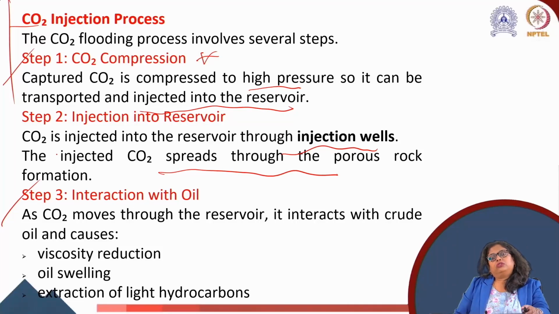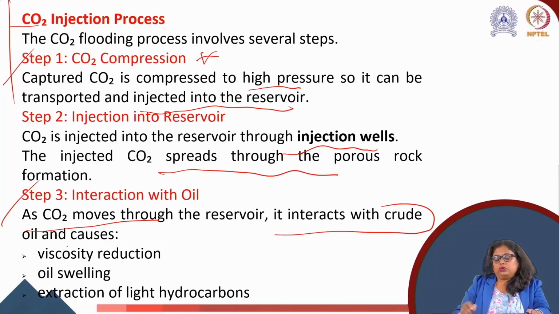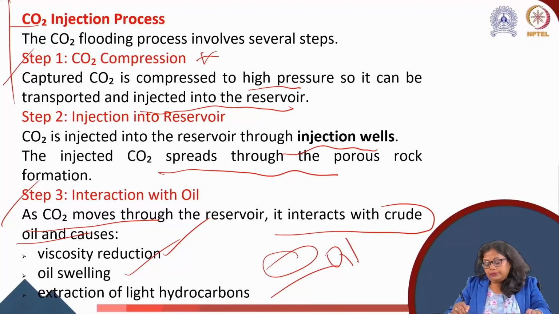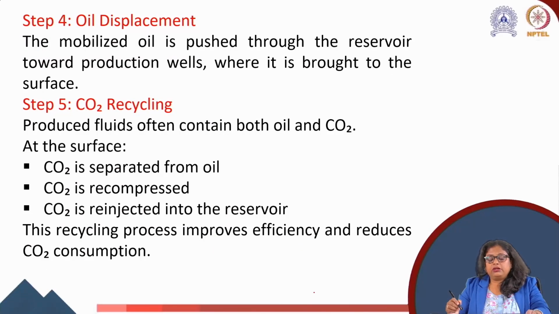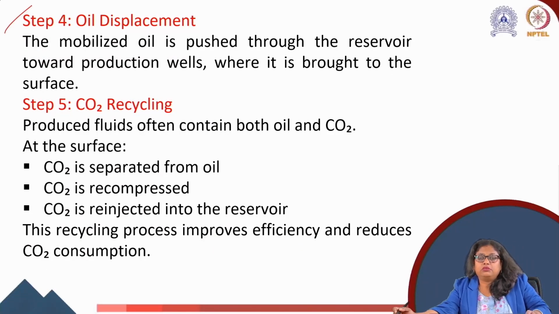When we are talking about CO2 EOR, we want to extract the remaining oil. So there is oil present, and we have injected the CO2. The next step is interaction with the oil. As CO2 moves through the reservoir, it interacts with crude oil, causing viscosity reduction, oil swelling, and extraction of light hydrocarbons from the oil. Then the fourth step is oil displacement. The mobilized oil is pushed through the reservoir towards the production well, where it is brought to the surface.